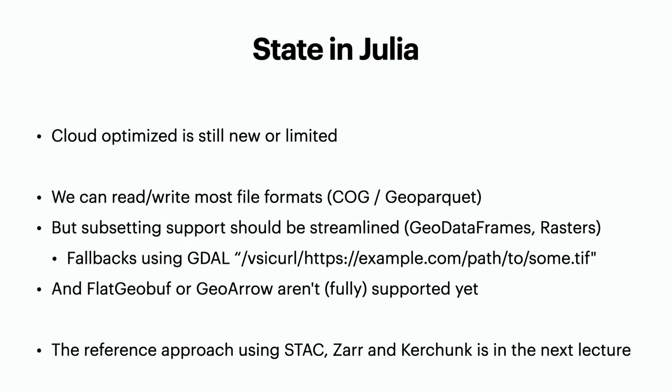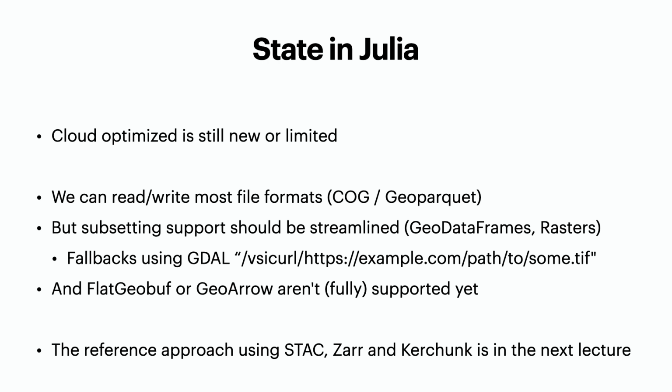So how does this actually work in Julia? Because this is actually JuliaEO and I haven't mentioned it once. I'd say cloud optimized is still quite new and can be limited. I don't want to bash my own efforts and other efforts there. We can read most or all of these file formats, so COG, GeoParquet, and half of those are native implementations.